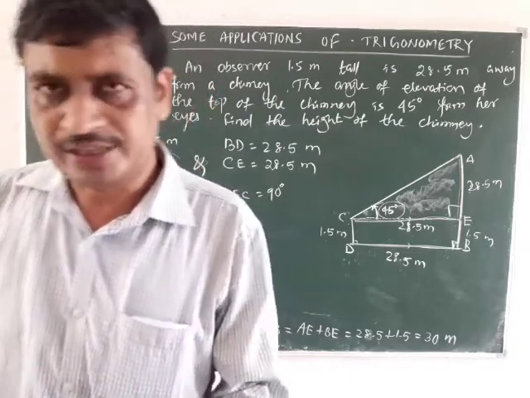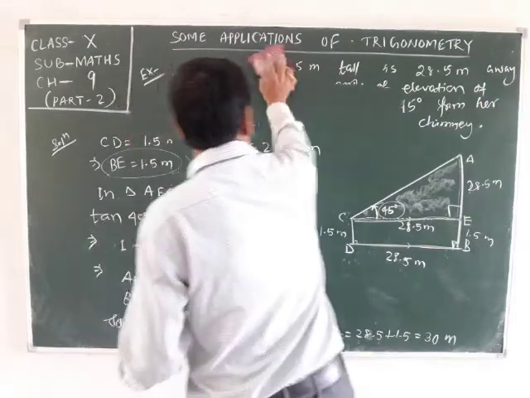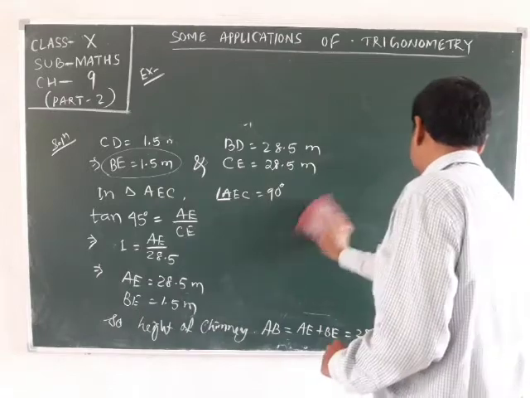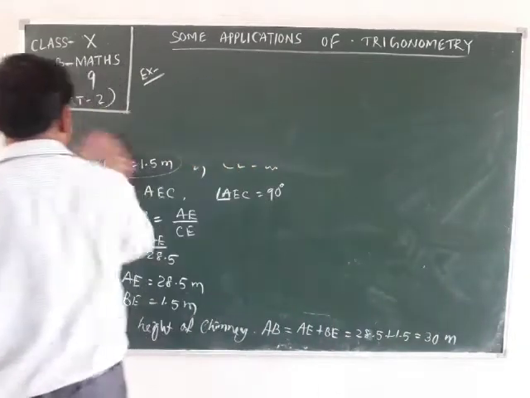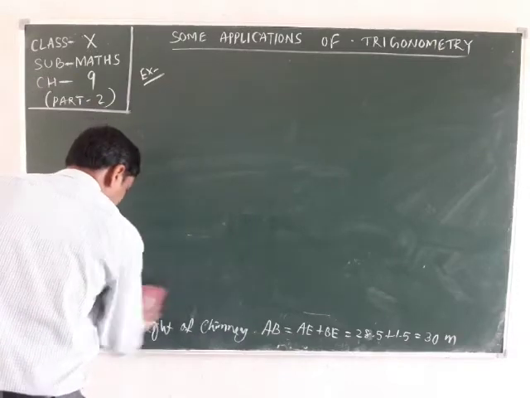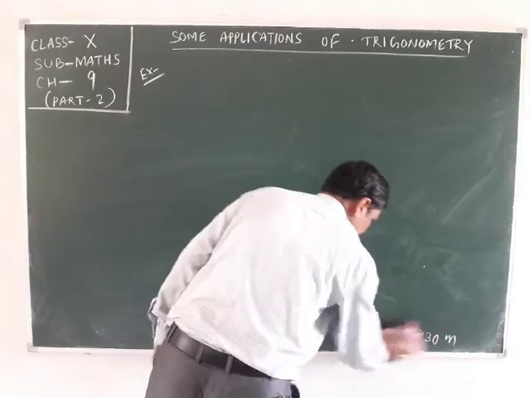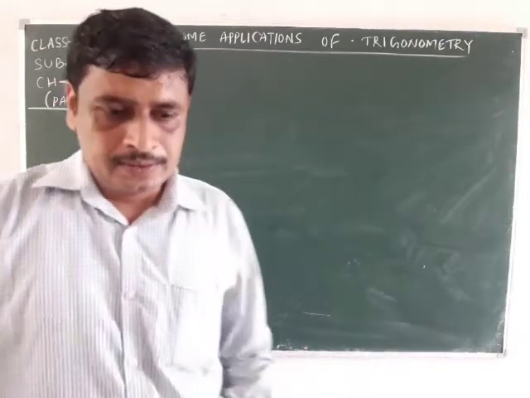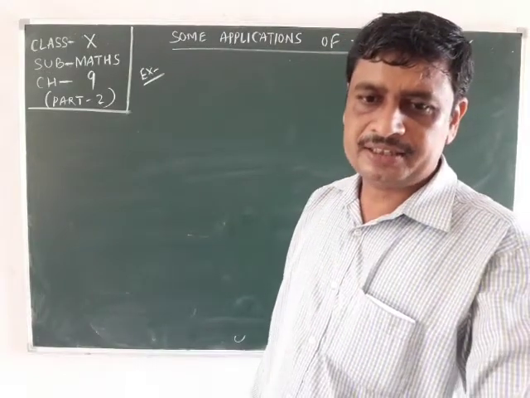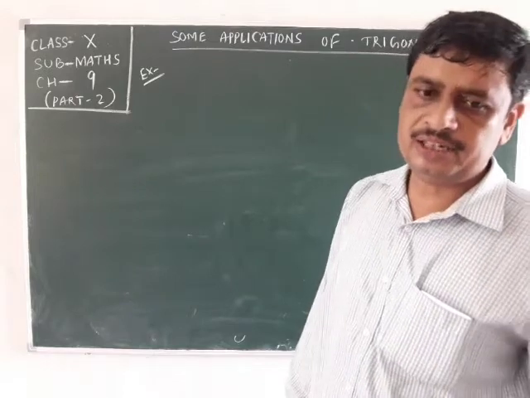Next we will do one more example. From a point P on the ground, the angle of elevation of the top of a 10-meter tall building is 30 degree.